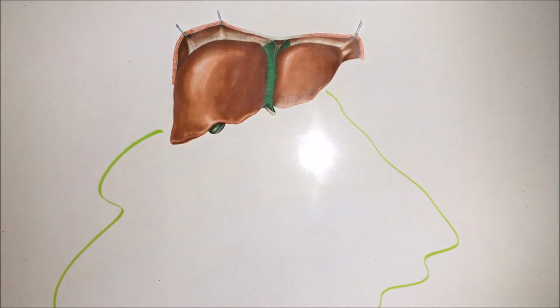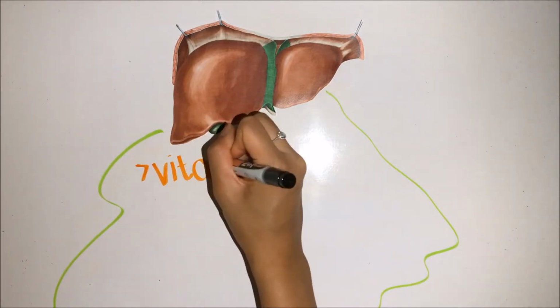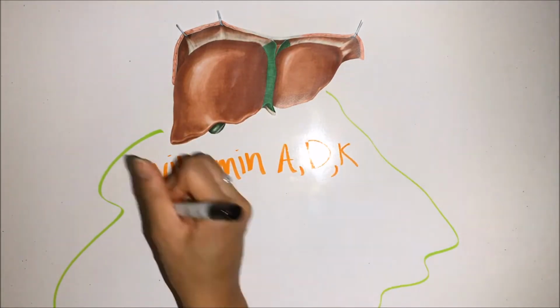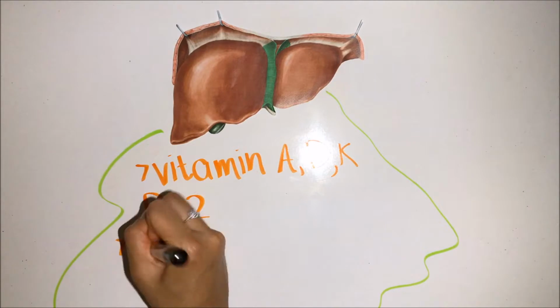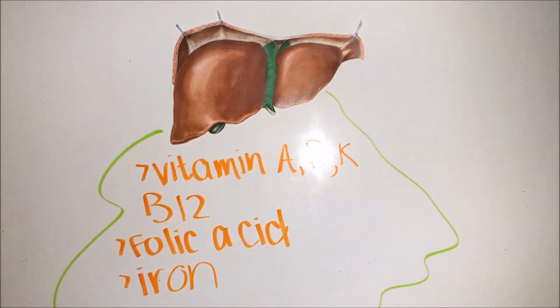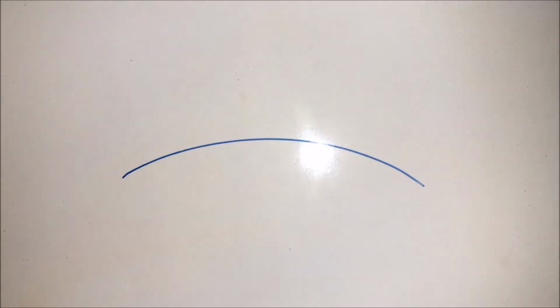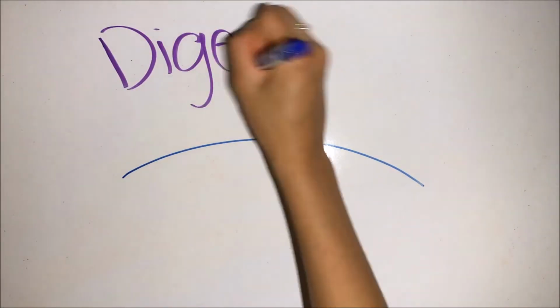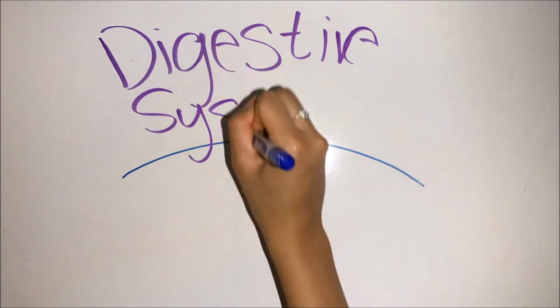The liver is also a storage location for many essential compounds needed in our body. It stores fat-soluble vitamins our body needs, such as vitamin A, D, K, and B12. It also stores iron and folic acid, which our body needs for the production of red blood cells. So as you can see, our liver does an extensive amount of jobs that not only our digestive system requires, but all the cells in our body require in order to function.